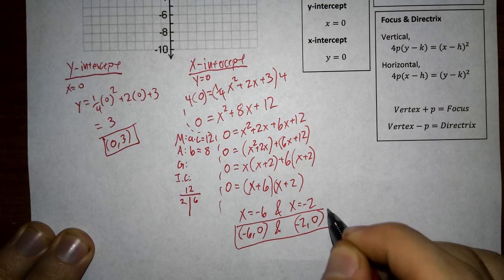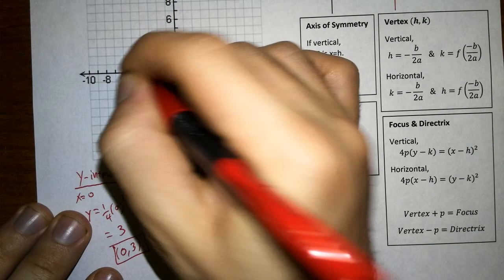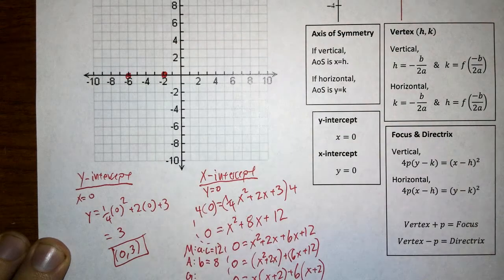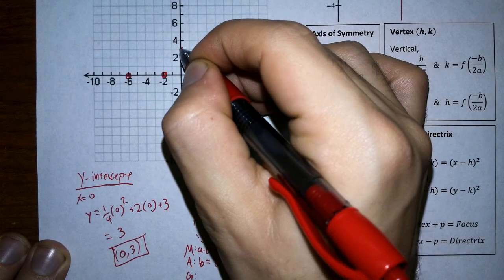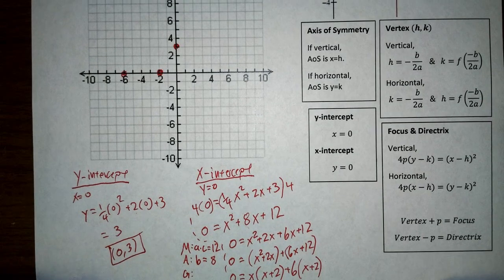Alright, so let's go ahead and plot all these points. So we have negative 6 comma 0, we have negative 2 comma 0, we have 0 comma 3, so up here, and that is that. So those are those 3 points.